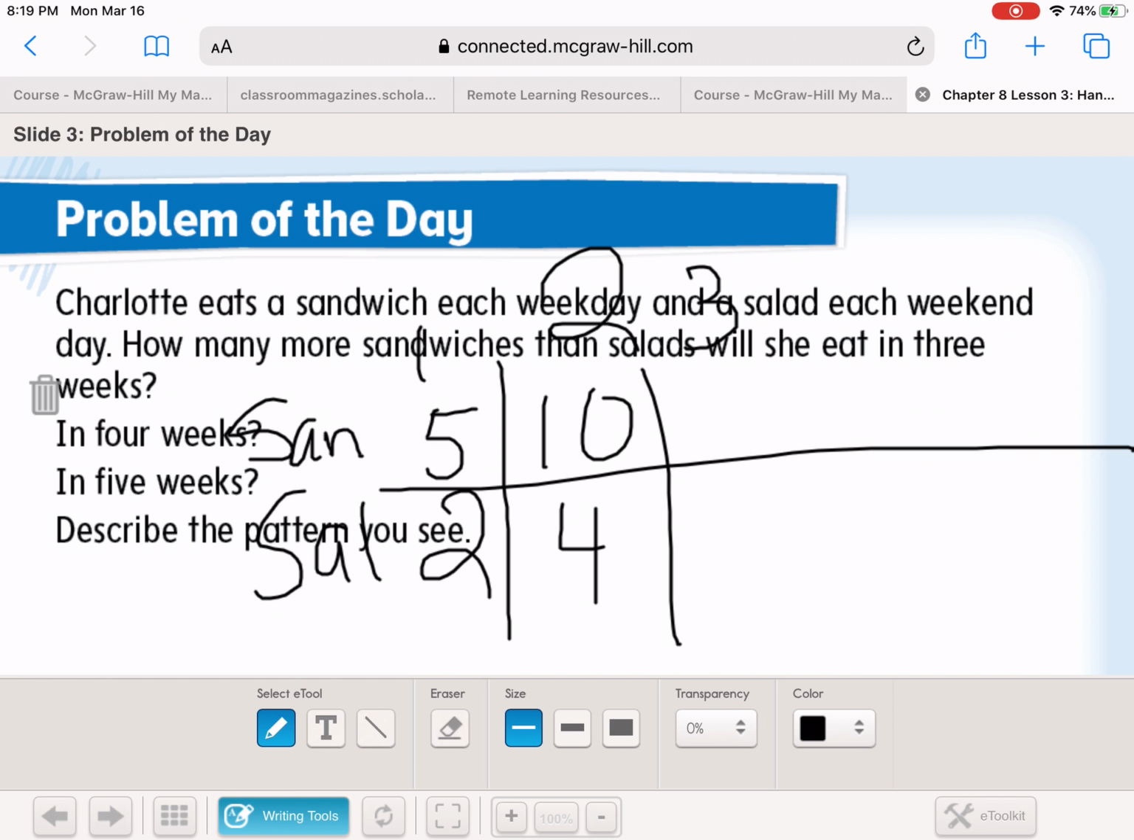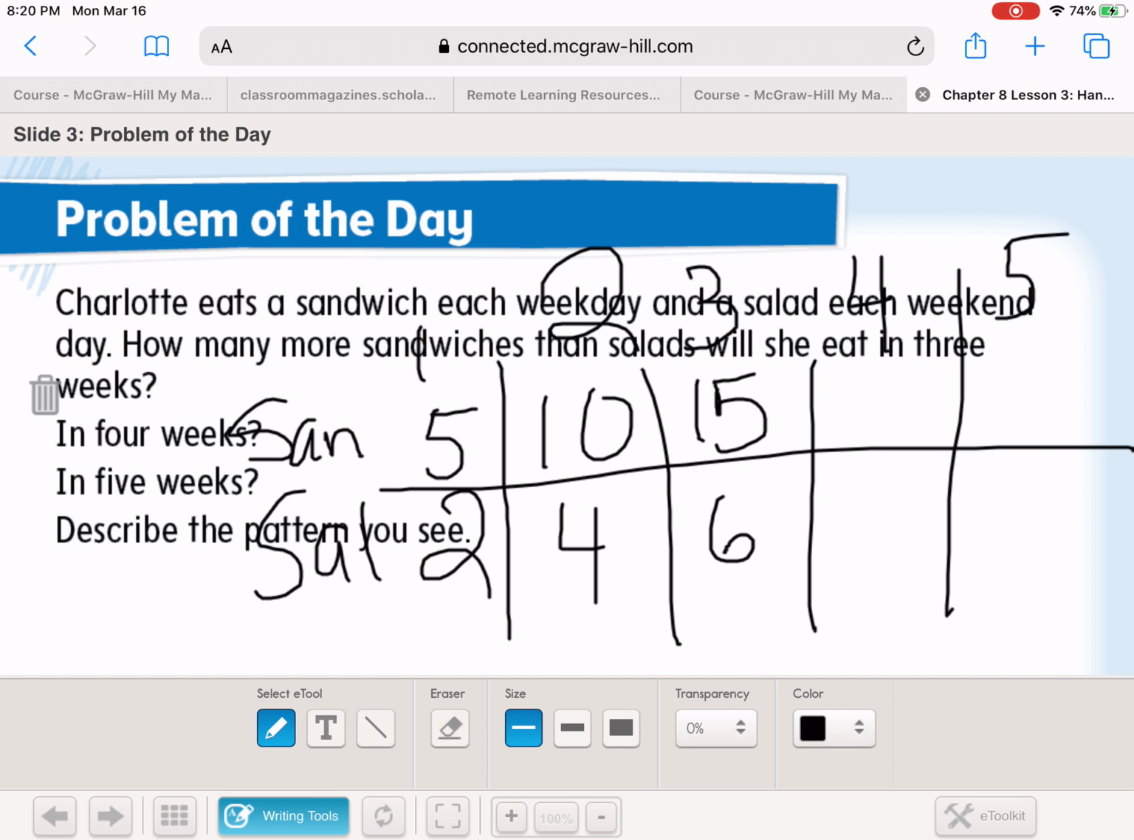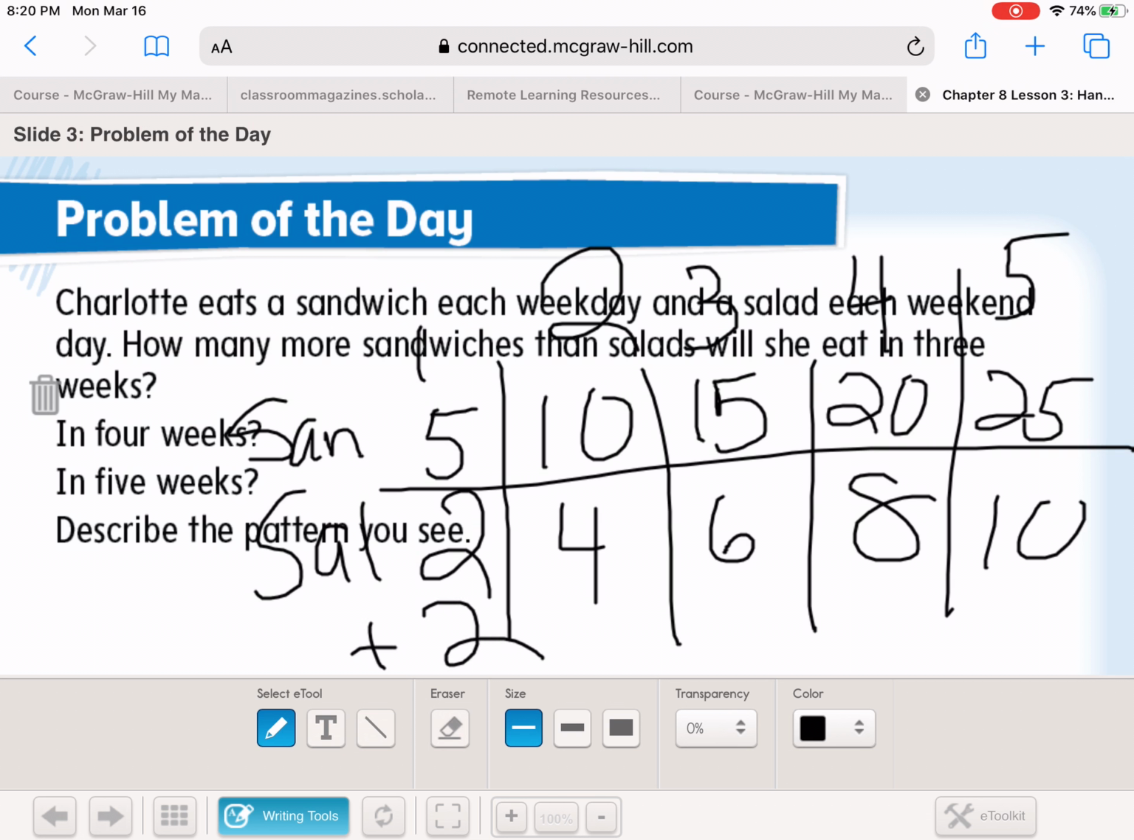Then what do we have for week 3? 15. 2, 4, 6. Week 1, 2, 3, 4. And we're going to do 5. 5, 10, 15, 20, 25. 2, 4, 6, 8, 10. So the salads go up by 2 and the sandwiches go up by 5.